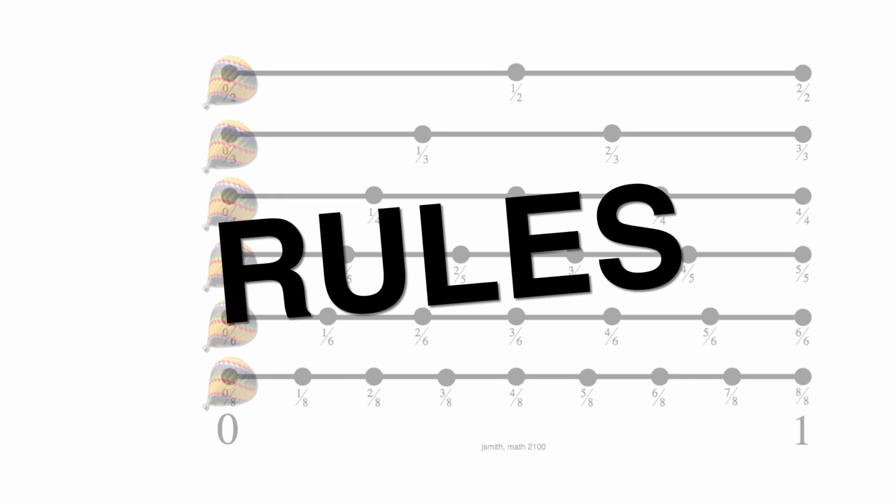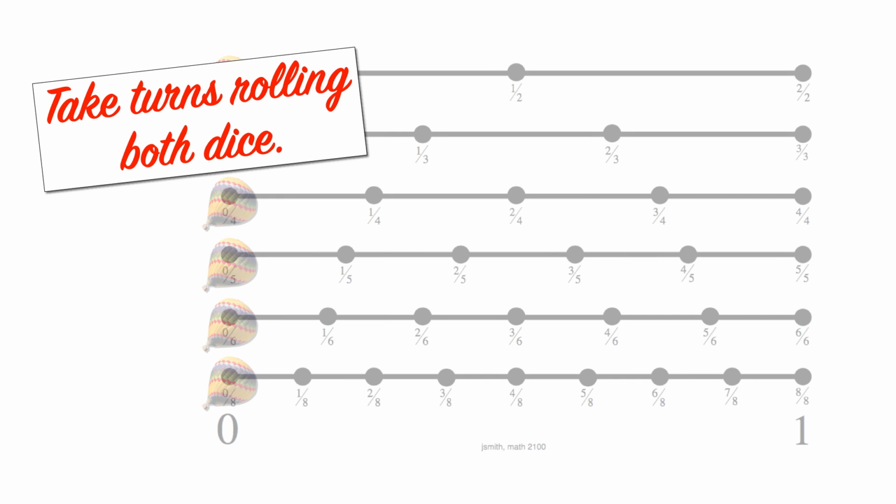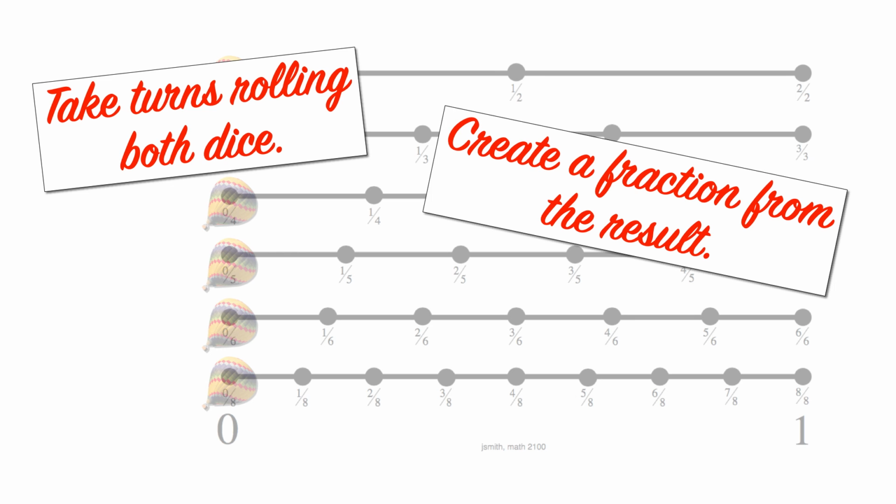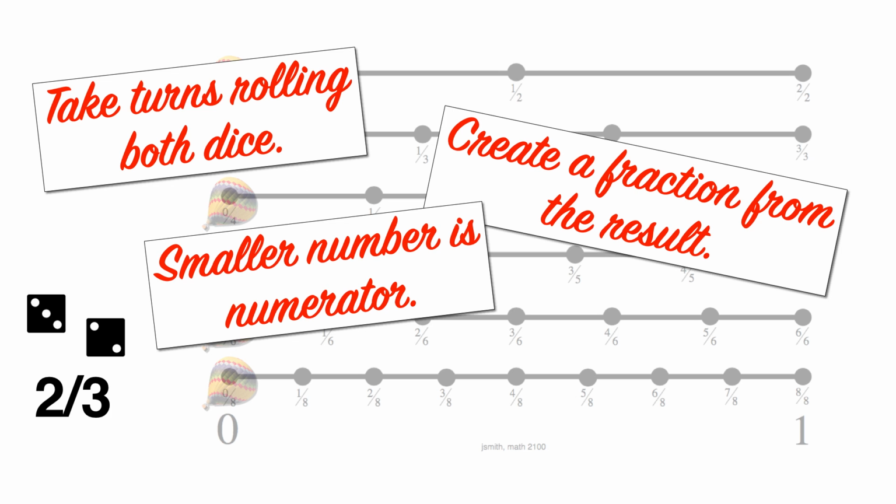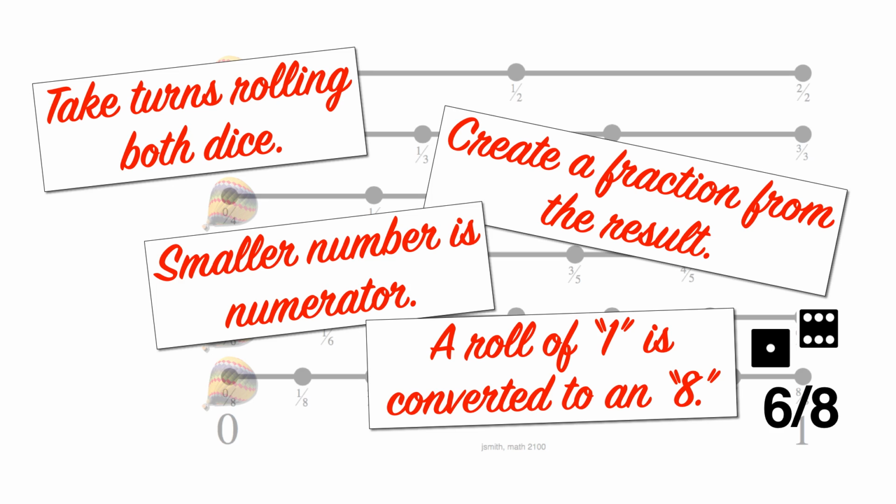Here are the rules. You should take turns rolling both dice and create a fraction from the result. The smaller number will be the numerator. So for example, if you roll a 3 and a 2, the fraction you're concerned with is 2/3. A roll of 1 is converted to an 8. So if you rolled a 1 and a 6, the fraction you're working with is 6/8.